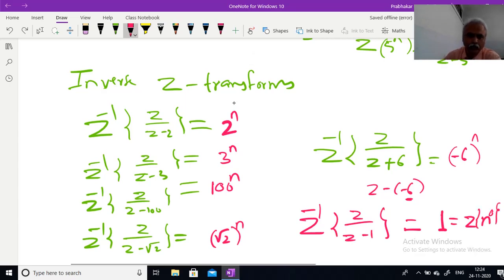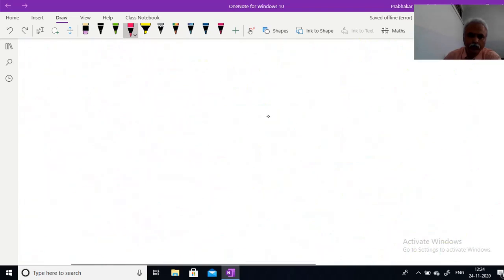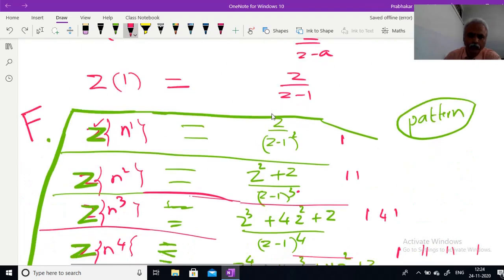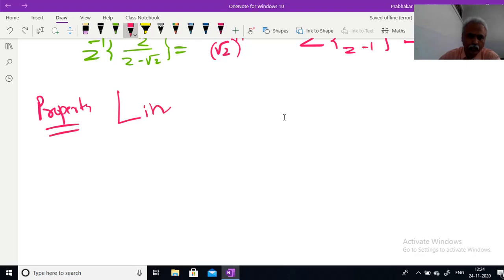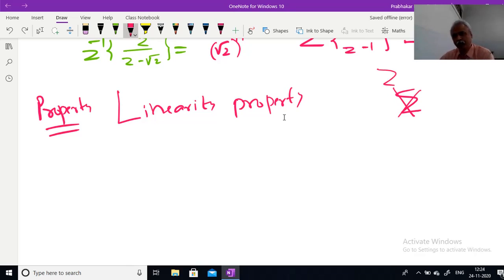Now as we have seen, the z transform depends on summation. Here there is an important property of z transform known as linearity property. Just like Fourier transform, z transform, since summation follows linearity property and z transform depends on summation, whatever the properties of summations are there, they will be naturally attached to z transform.